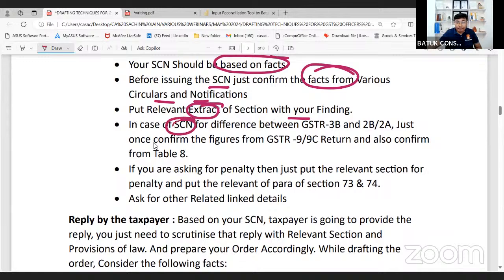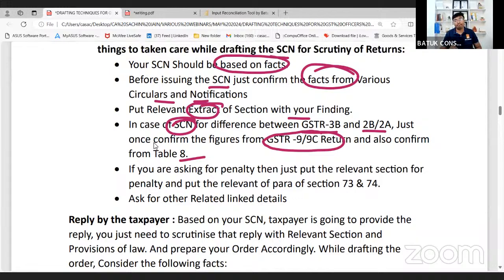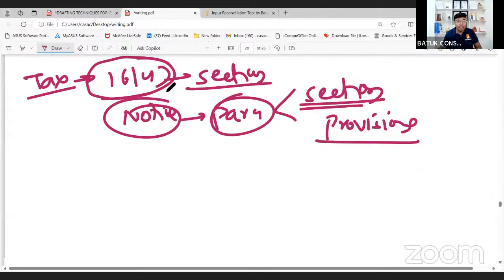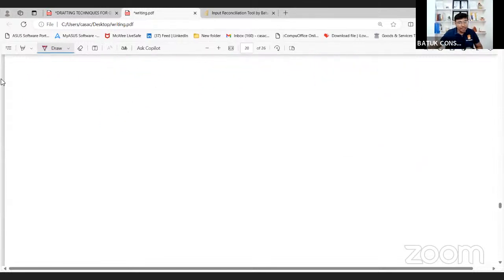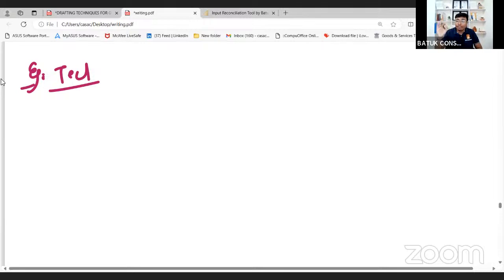In case of SCN for difference between GSTR 3B, 2A, 2B, just once confirm from the 9 and 9C related to the reconciliation, and then after pass the SCN, and then after issue the SCN. Because I am just going to share with you one technical issue. On the basis of this technical issue, multiple appellate authorities have issued favorable decisions for the taxpayer.